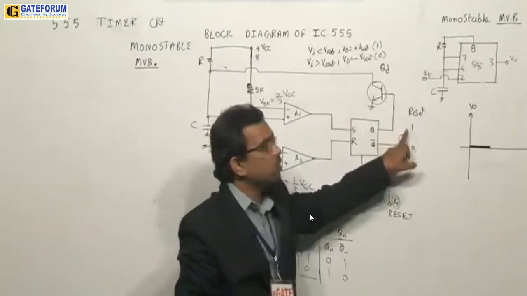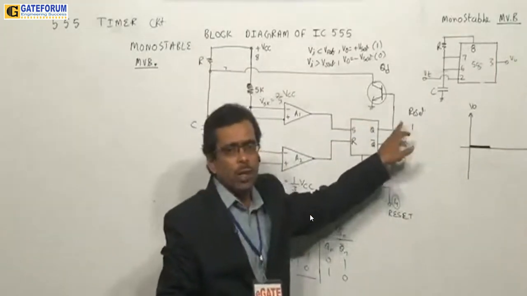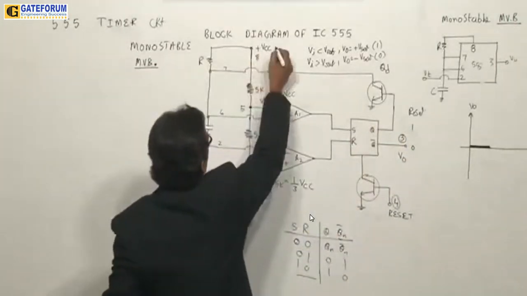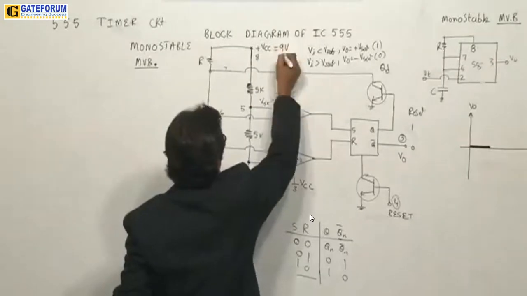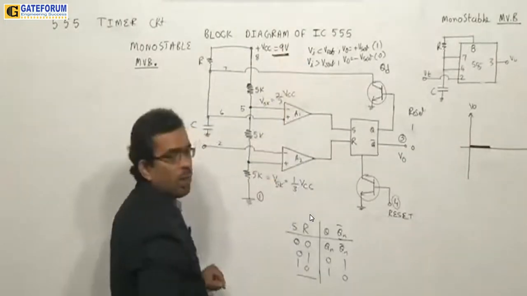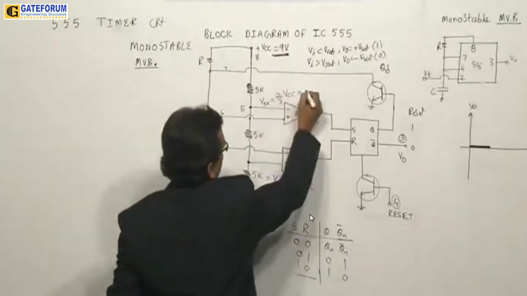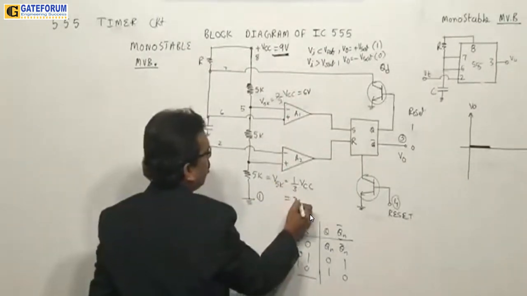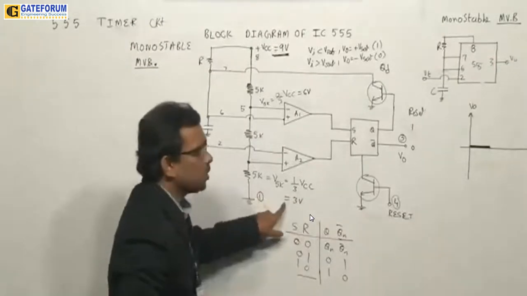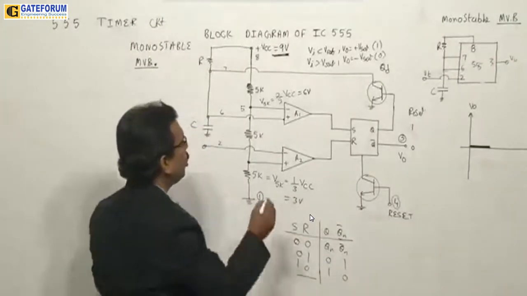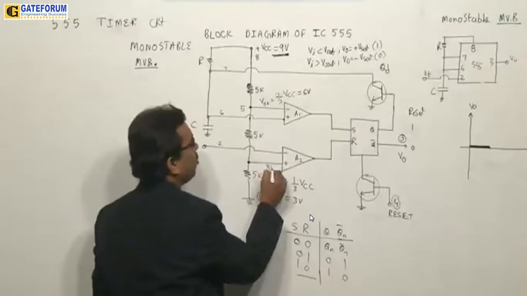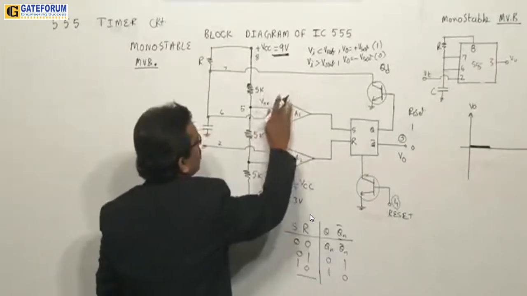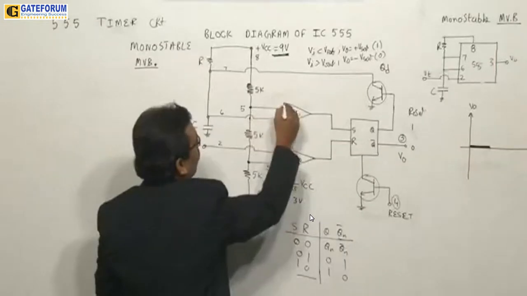So what will happen here is that here also you will have VCC. Output 1 means here also you will get high voltage only. Say for example, you have given here VCC equal to 9 volts. Then here 2/3 VCC will become 6 volts, and this 1/3 VCC will become 3 volts. Example: I fix this as 3 volts and I fix this as 6 volts.